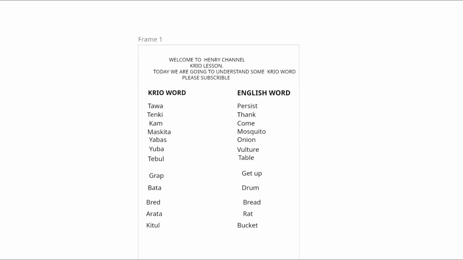In English, it is known as get up. We have drum in English. In Creole, it is known as bata. Brag in Creole, it is known as brag. Finally, we have rats in English. In Creole, it is known as arata. And the last word is bucket in English. In Creole, it is known as kitu.